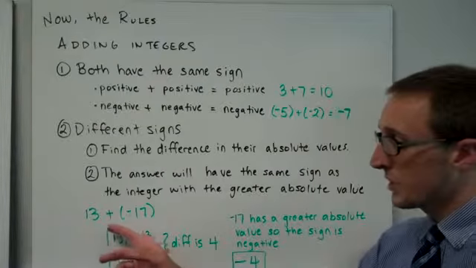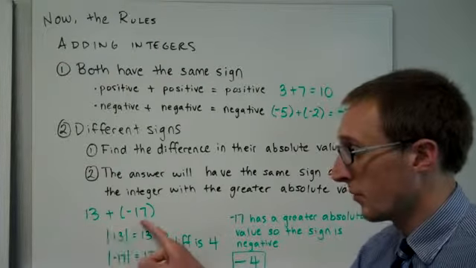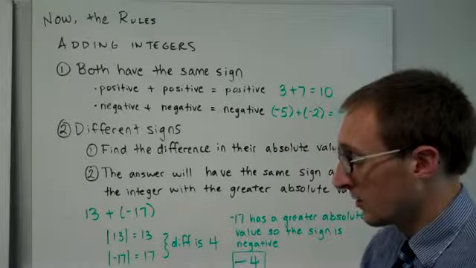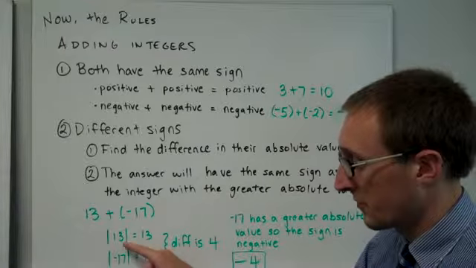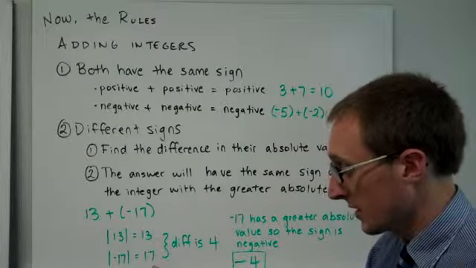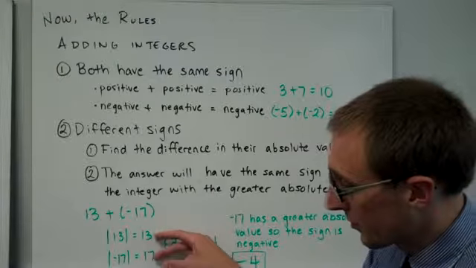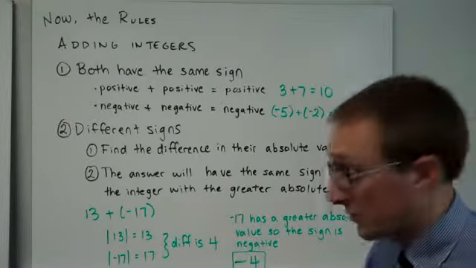Say I had 13 plus negative 17. These have different signs. One's positive, one is negative. Okay. So let's take the absolute value of both of them. The absolute value of 13 is 13. The absolute value of negative 17 is 17. The difference between 17 and 13 is 4, or 17 minus 13.